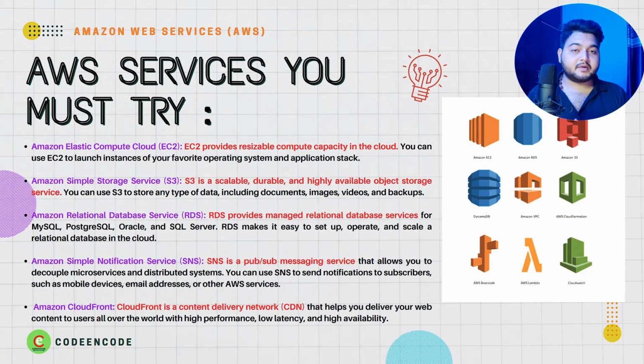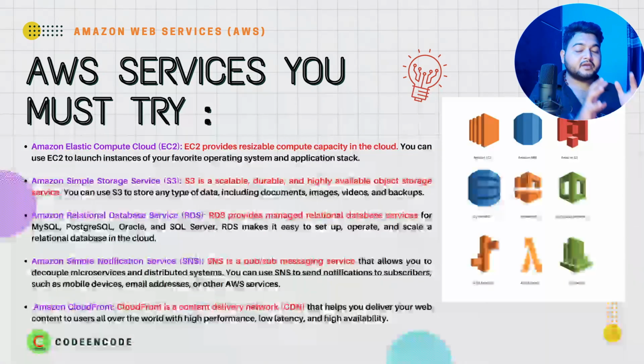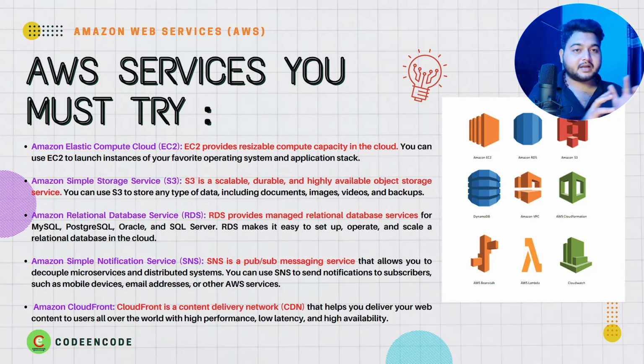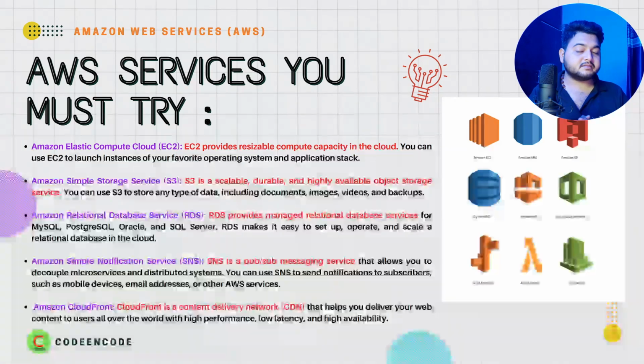Then we have Amazon Simple Notification Service that allows you to decouple microservices and distributed systems. This is again a term, microservices. Microservices means a large service is broken down into small parts or chunks, right? So that they can be operated separately or individually. So this term should not be overwhelming to you, like microservices, distributed systems and all these things.